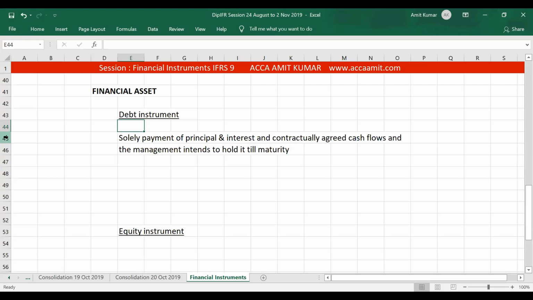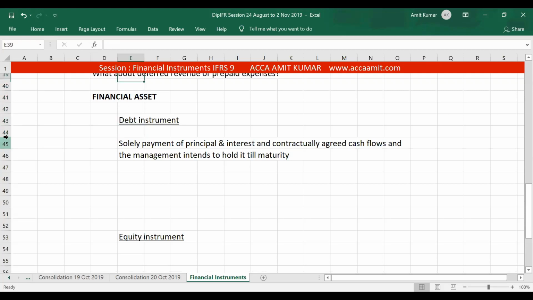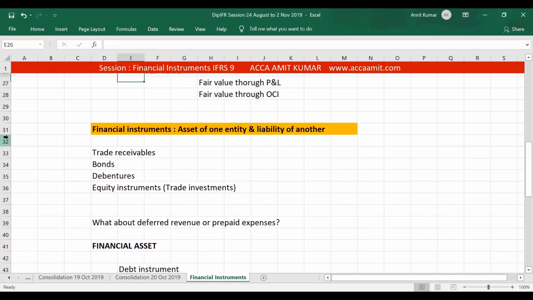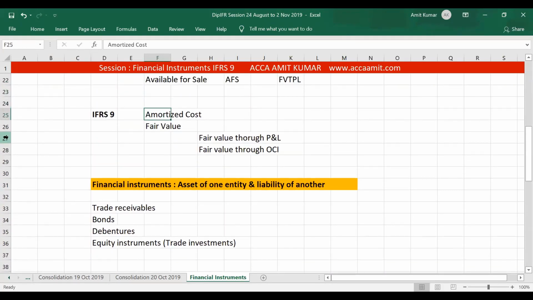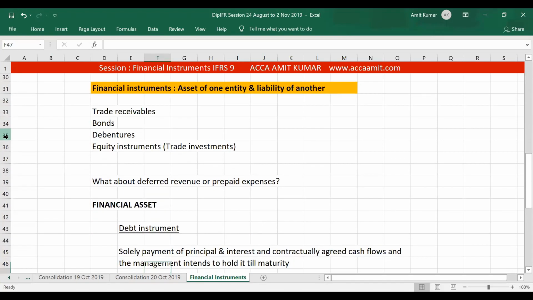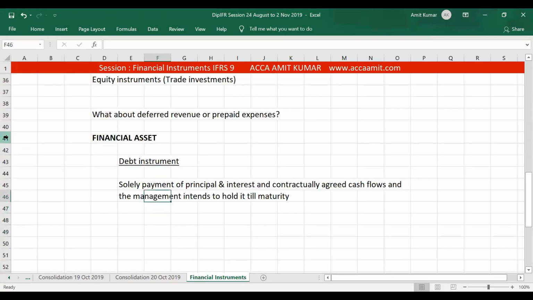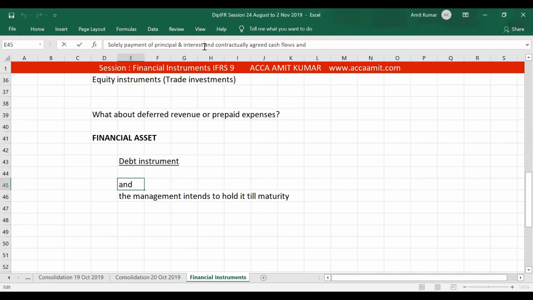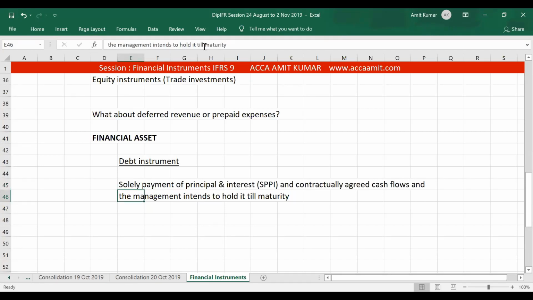So at what value should they be recognized, amortized cost or fair value? There are two ways, amortized cost or fair value. What should be the basis of measuring them? Solely payments of principal and interest. This is also known as the SPPI test, and contractually agreed cash flows. The management intends to hold them till maturity. Amortized cost.